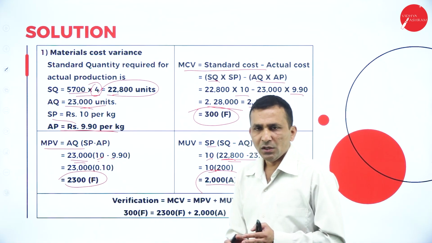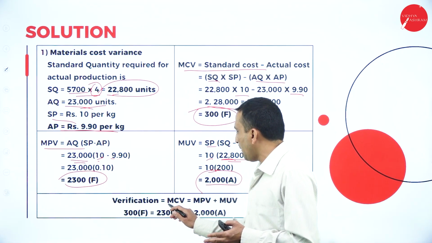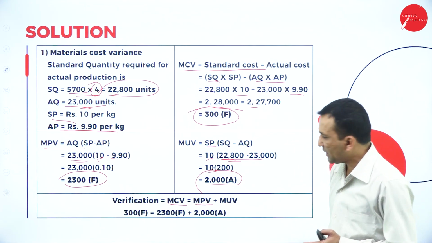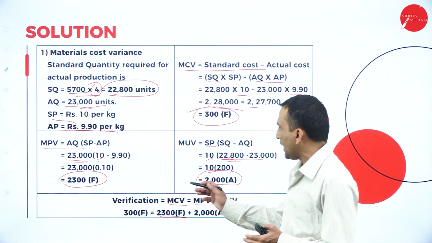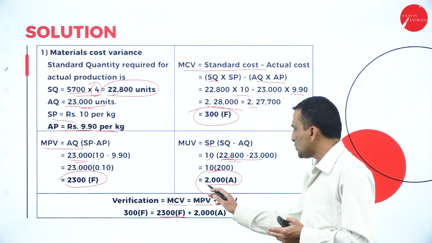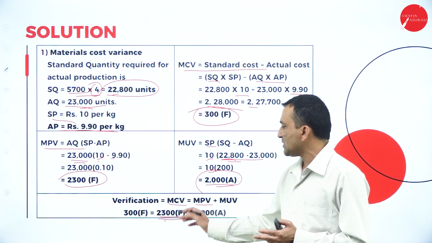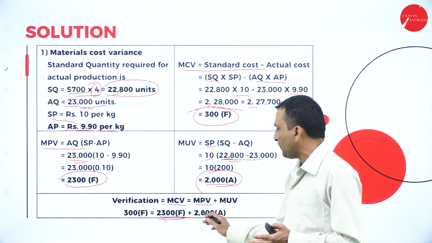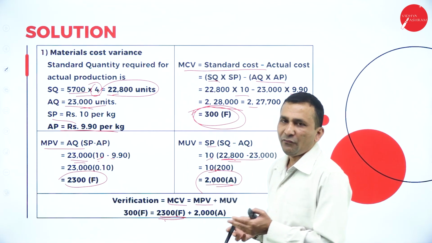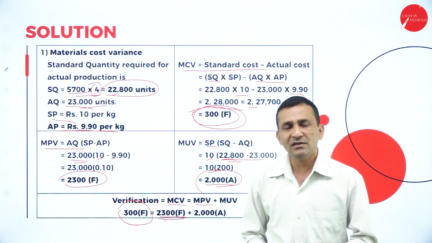Once you have calculated, now we have to do the verification, using the material cost variance, which is material price variance plus material usage variance. The material price variance we calculated is 2,300, which is favorable. Material usage is an adverse 2,000. Which sign is more? Material price variance is more, so we get the 300 difference. We have already calculated the material cost variance as favorable 300. So finally, if you subtract, the result is 300 favorable.